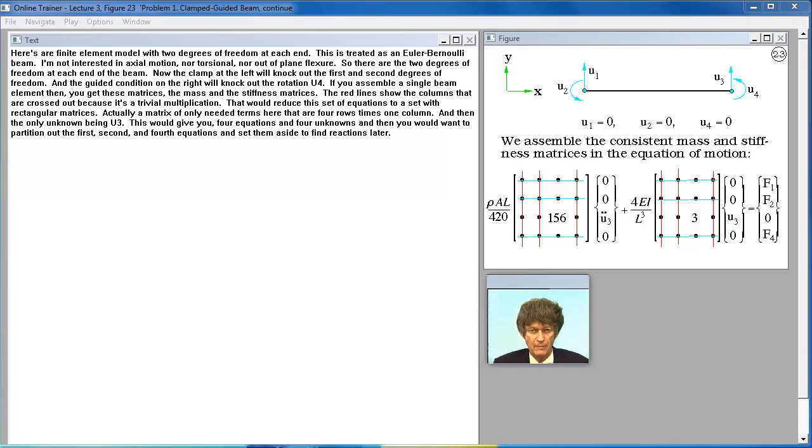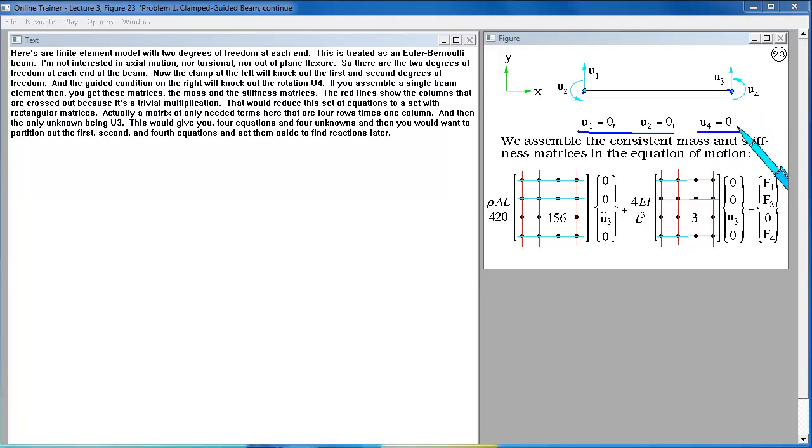Here's our finite element model with 2 degrees of freedom at each end. This is treated as an Euler-Bernoulli beam. I'm not interested in axial motion, nor torsional, nor out-of-plane flexure. So there are the 2 degrees of freedom at each end of the beam. Now the clamp at the left will knock out the first and second degrees of freedom, and the guided condition on the right will knock out the rotation U4. If you assemble a single beam element, then you get these matrices, the mass and the stiffness matrices.